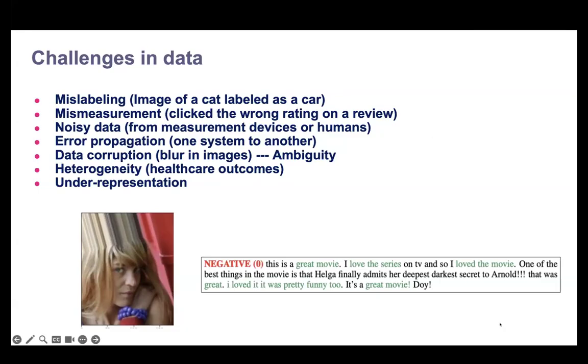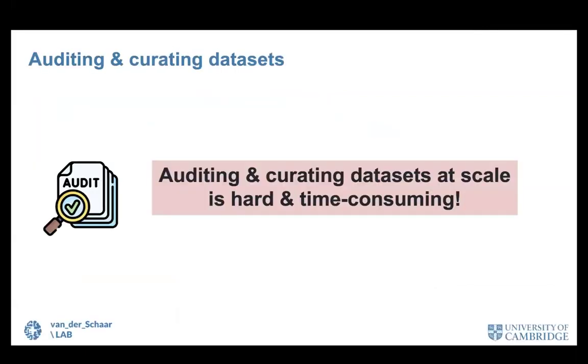Or if we've got, for example, a large scale sentiment analysis data set where somebody is saying really amazing things about whatever this movie is, and they've given it a negative rating. So this is clearly a labeling error. If we've got millions and millions of these as well, how do we go about autonomously finding these? This is really hard for human beings. We don't want humans to have to comb through all of these data sets to do auditing, because it's just really time consuming.